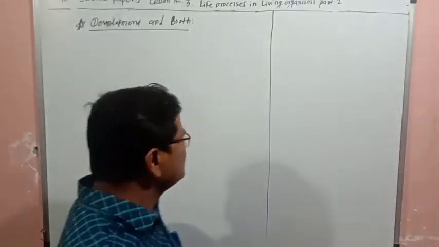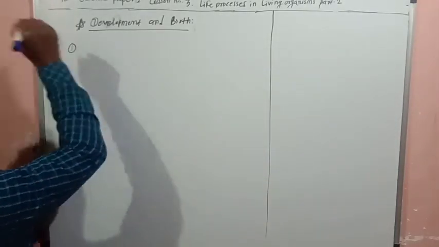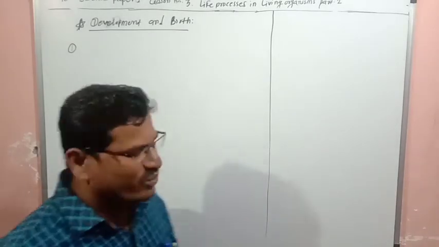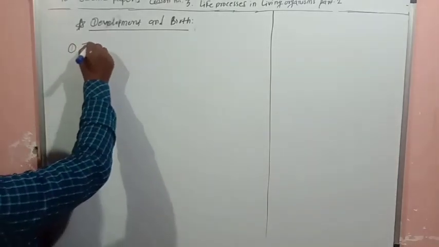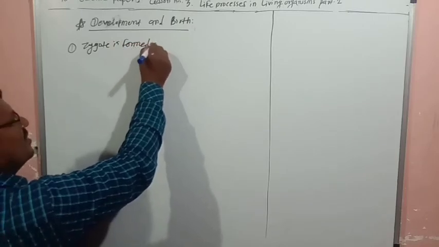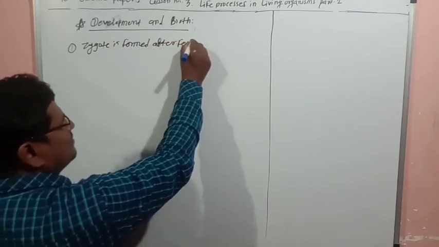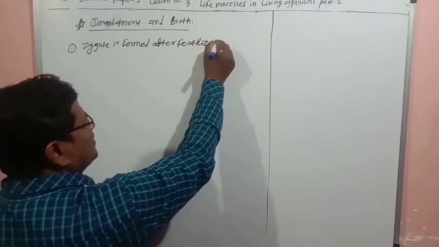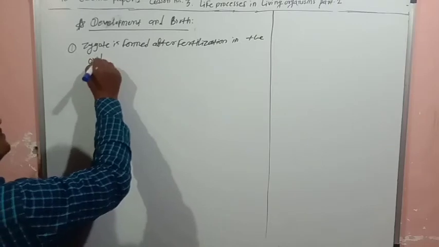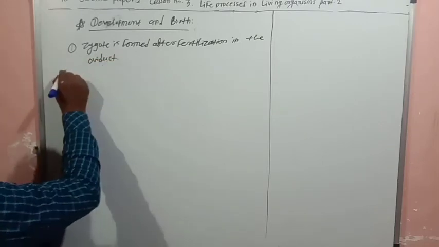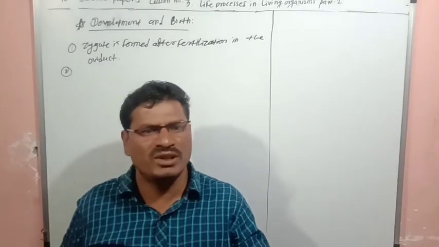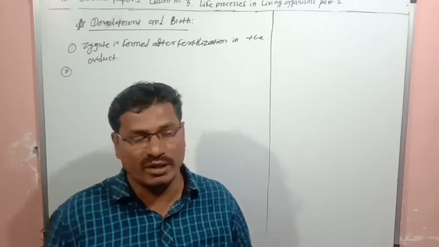So we'll see what the points are. The first point: the zygote is formed after the fertilization in the oviduct. The second point: the zygote undergoes repeated mitotic divisions and forms an embryo.